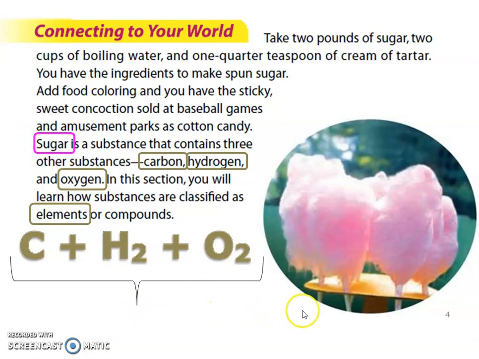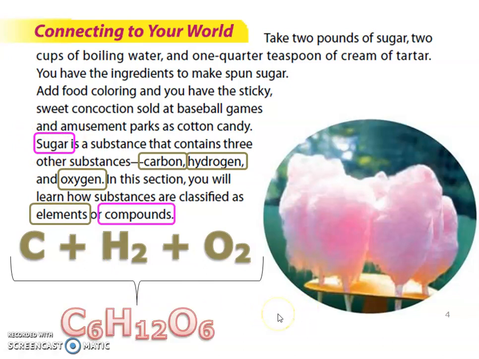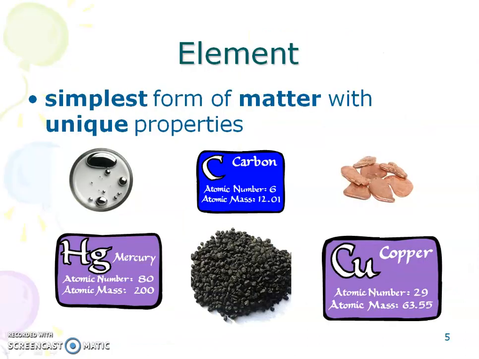So these are elements. Together, they form sugar. Well, sugar's formula is C6H12O6, and that's a compound. So we have 3 different elements combining to make one compound. That's going to be considered a chemical reaction. So pause the video, fill in the notes, and then play to hear my words.